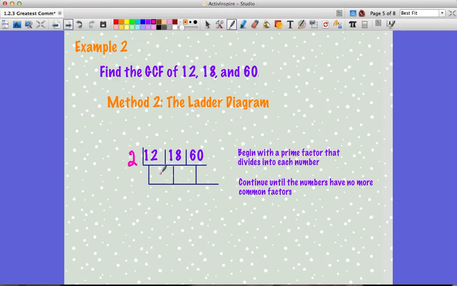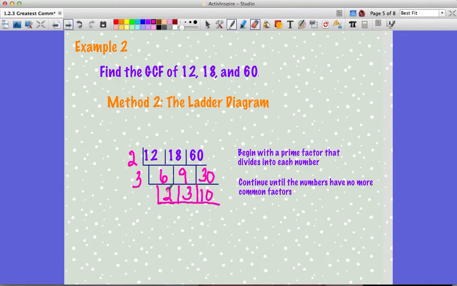12 divided by 2 is 6. 18 divided by 2 is 9. 60 divided by 2 is 30. Another prime factor, so we continue this just like we did before. We can use 2. 6 divided by 2 is 3. I'm sorry, not 2. We can use 3. Sorry for the confusion. 6 divided by 3 would be 2. 9 divided by 3 would be 3. And 30 divided by 3 would be 10.